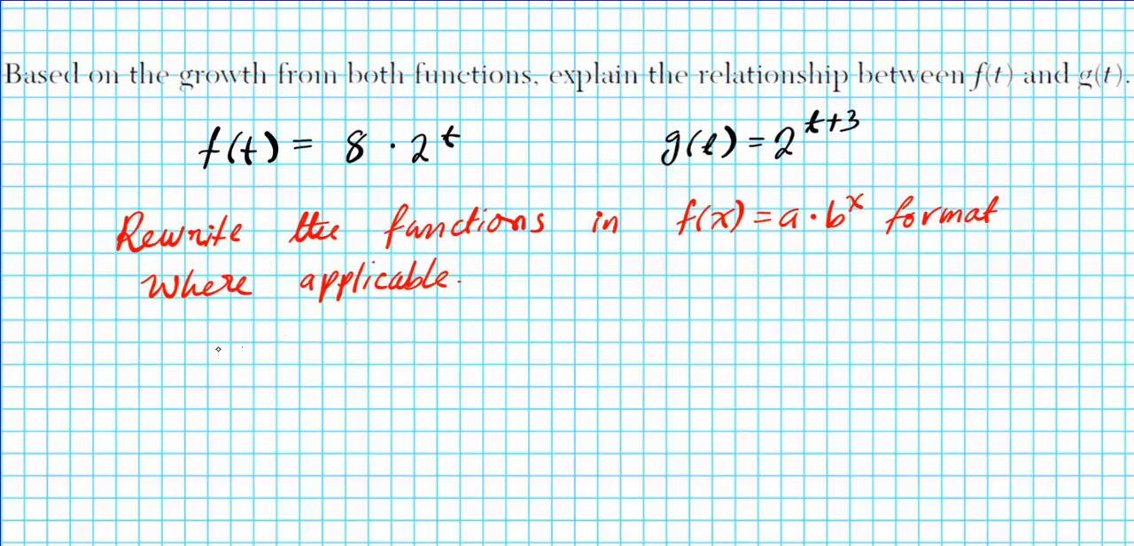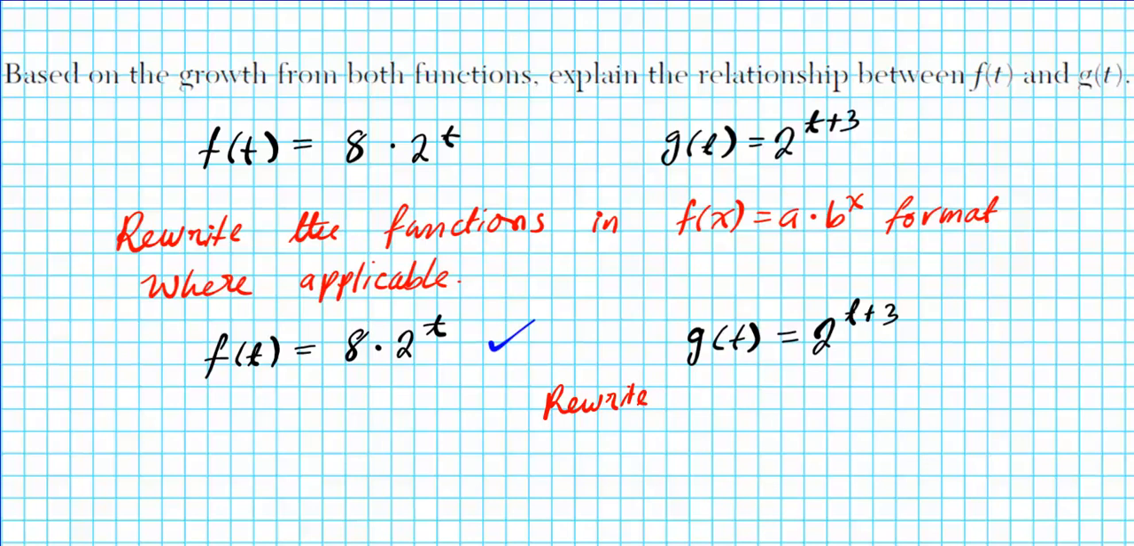Now, the nice thing is that Jacob's function is already in that format. We have the constant times the exponential term 2 to the t. So let's leave this alone. Now let's focus our attention on Jessica's function. Jessica's function is not in that format yet. So let's do some work there. So for Jessica, we have g of t equals 2 to the t plus 3. So this one we have to rewrite.